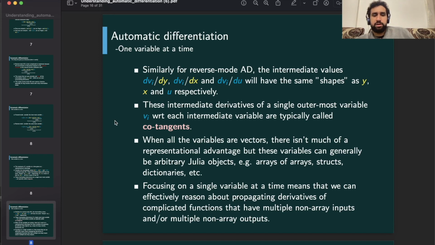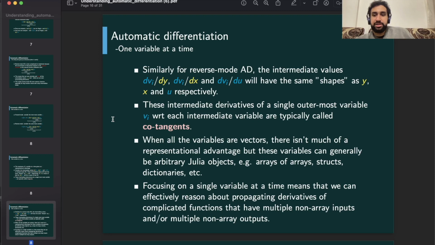Now, in reverse mode AD, you get a very similar story, but instead of having the derivative of the intermediate variables with respect to an innermost input variable, here we have the derivative of a single outermost output variable by all the intermediate variables. And this is also going to have the same shape as the actual values that we're differentiating with respect to. So this is going to have the same shape as y, this is going to have the same shape as x, and this is going to have the same shape as u, right? And these intermediate derivatives in the reverse direction are typically known as the cotangents.